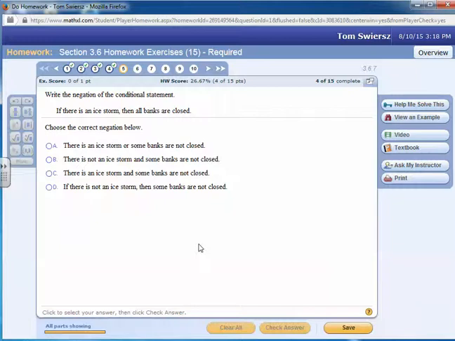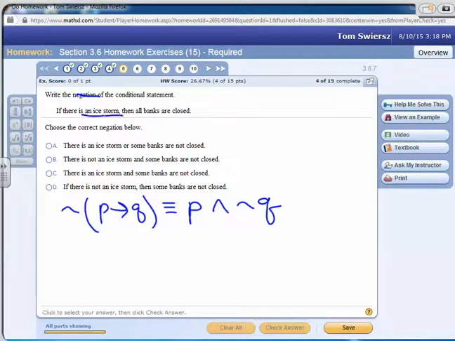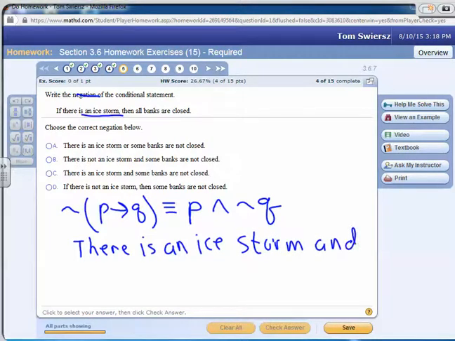Okay, negation of the conditional statement one more time. Negation of if P then Q we know is keep P the same, change the if-then to an and, and negate Q. So P is, there is an ice storm. And the negation of Q, all banks are closed.